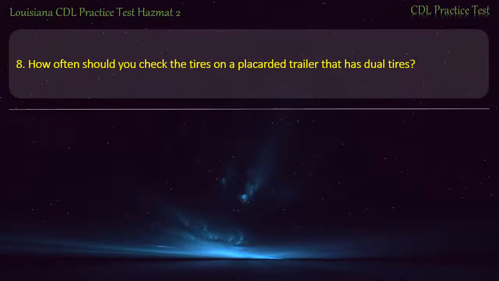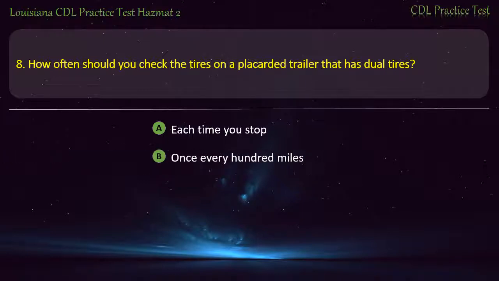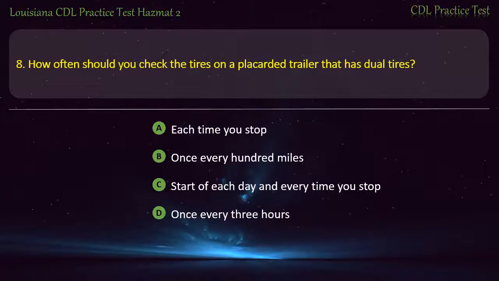Question 8. How often should you check the tires on a placarded trailer that has dual tires? Each time you stop. Once every 100 miles. Start of each day and every time you stop. Once every 3 hours. Answer. Start of each day and every time you stop.